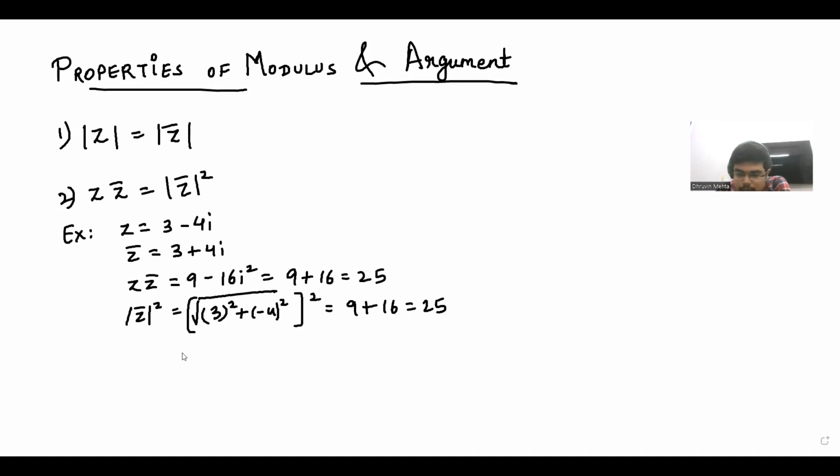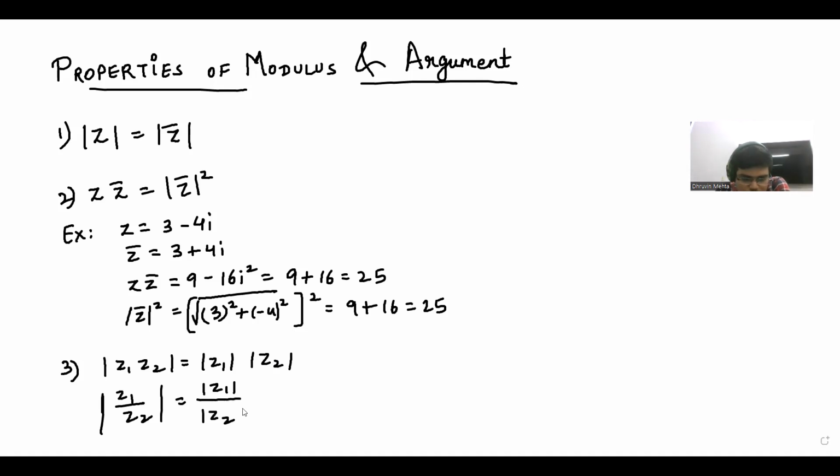ठीक है. नेक्स्ट, मॉड्यूलस ऑफ z1 z2 मल्टीप्लाई अगर होगा तो उसको हम ऐसे स्प्लिट कर सकते हैं, मॉड्यूलस ऑफ z1 इनटू मॉड्यूलस ऑफ z2. एंड द सेम कैन बी डन फॉर डिवीजन. अगर ऐसा दो डिवाइड हो रहा है तो उसको हम ऐसे स्प्लिट कर सकते हैं, मॉड्यूलस ऑफ z1 अपॉन मॉड्यूलस ऑफ z2.